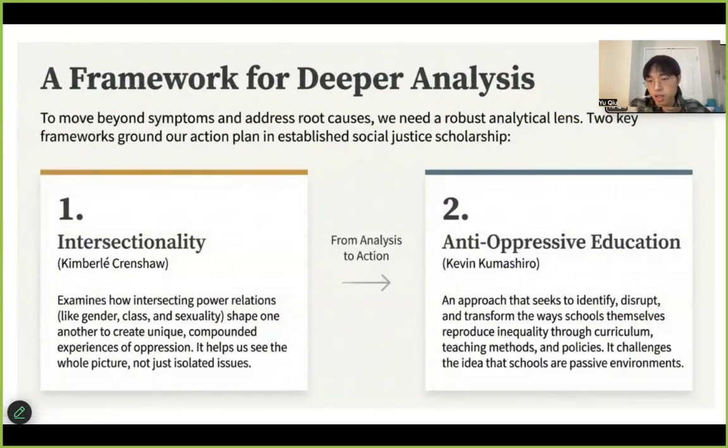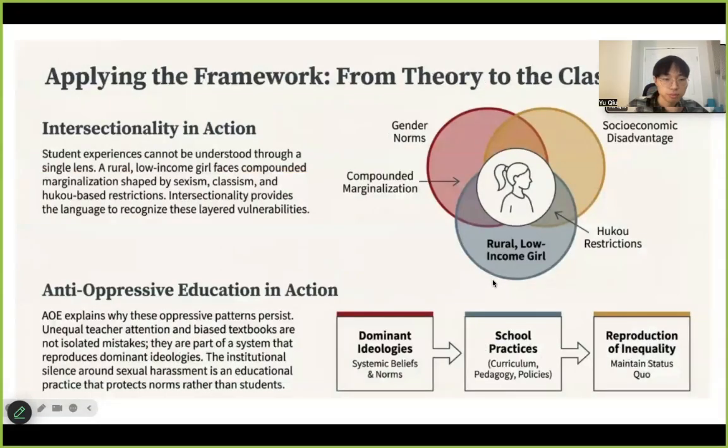The second framework I use is anti-oppressive education by Kumashiro. AOE is an approach that seeks to identify, disrupt, and transform the way schools themselves reproduce inequality through curriculum, teaching method, policy. It challenges the idea that schools are a passive environment. And AOE also explains why these patterns persist. For example, it talks about dominant ideologies through practices such as curriculum, pedagogy, policies, reproduction of inequality.